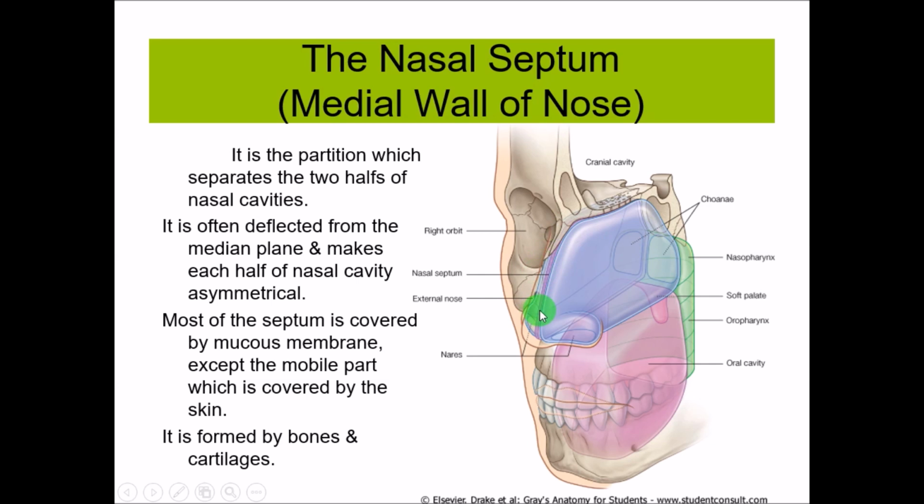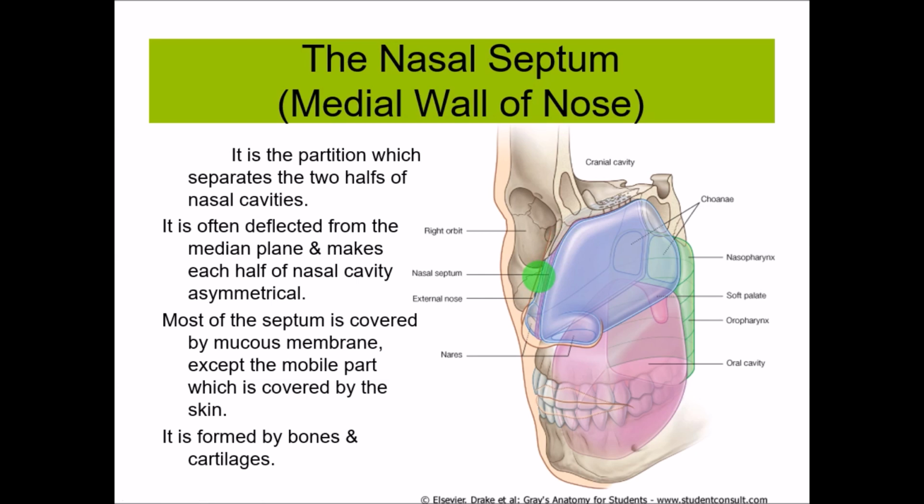Okay, so the medial septum will separate the two parts of the nose. It is the partition which separates the two halves of the nasal cavities. It is dividing the whole of the nasal cavity into two parts, the right and the left. So at the center we have this part. This is called the nasal septum.